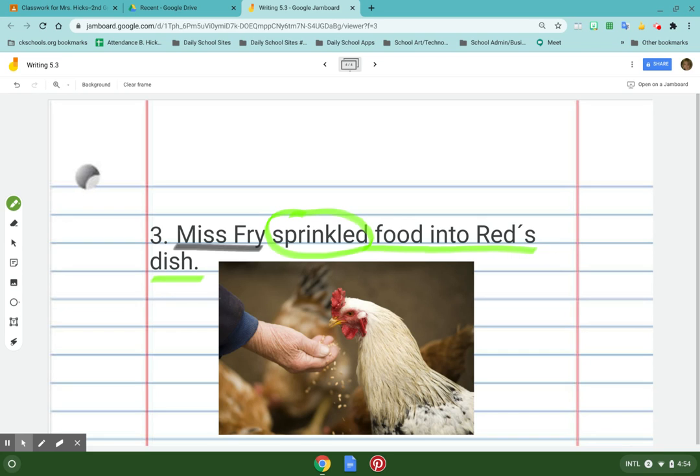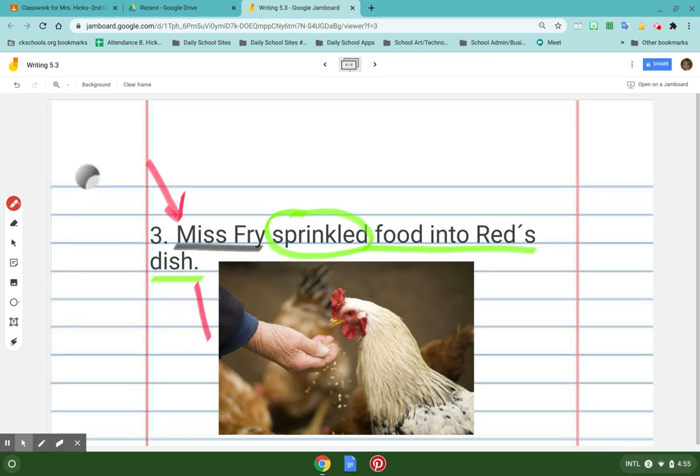All right. Subject, Miss Fry. What is she doing? Sprinkling food into Red's dish. Sprinkled. Past tense. All right. Now I go, do I have this? Capital, large uppercase letter, always at the beginning. And see, Miss Fry is a proper noun. So Fry, being her last name, is also capitalized. And Red is the name of the rooster, and so it is capitalized. Proper name, specific name, capitalized.